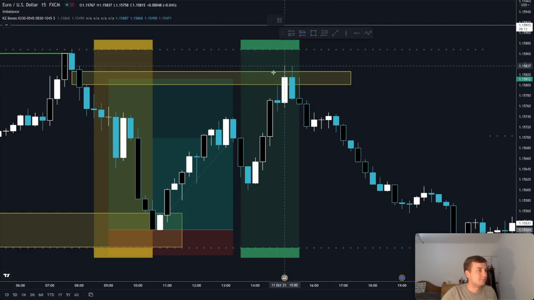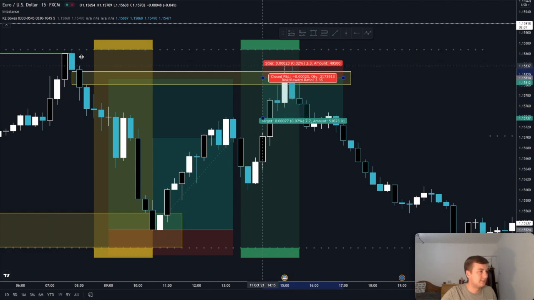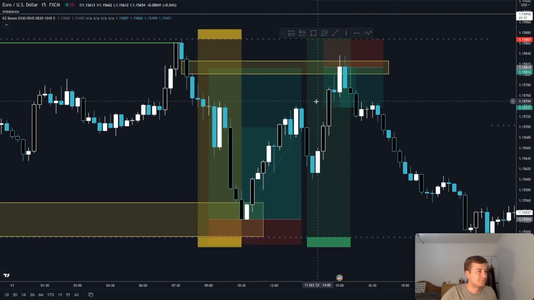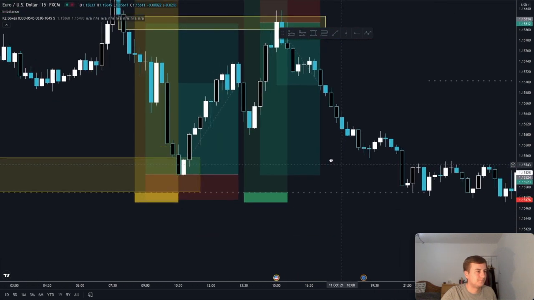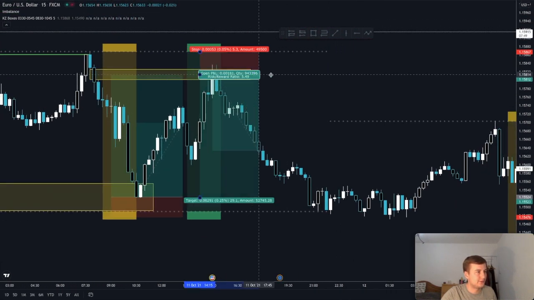So again, enter 50%, stop loss. Would have done it at the high of the imbalance, and you would have got stopped out. So as it was so close, 2.3 pips, probably shouldn't have done that. Stop loss 5.3 pips away. Target would have been the low. And what happens? Price smashes through take profit.